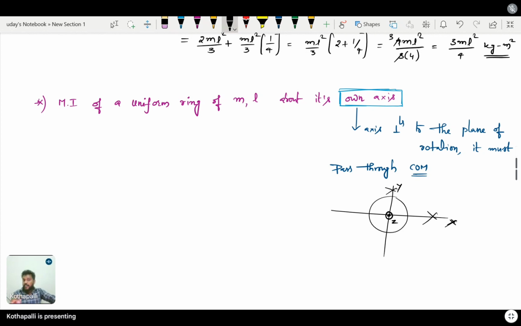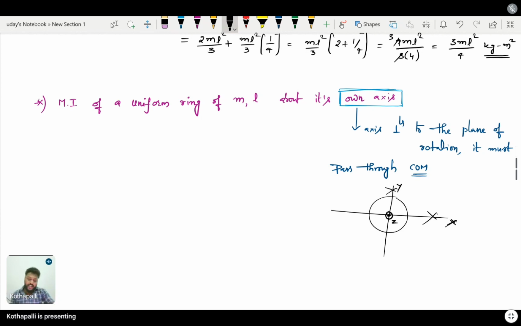This must be very clear for the cases of two-dimensional laminas. For 3D and 1D cases, it's not necessary, because every axis passing through the center of mass will be the own axis itself. But for 2D laminas, the condition is that the axis must pass through the center of mass as well as be perpendicular to the plane of rotation of the body.